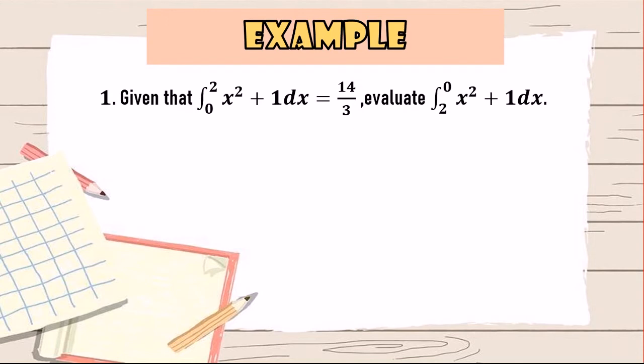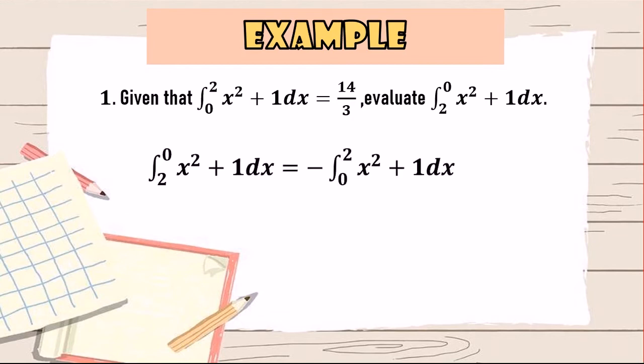Example 1. Given that the definite integral of x squared plus 1 dx from 0 to 2 equals 14 over 3, evaluate the definite integral of x squared plus 1 dx from 2 to 0. In this case, the only difference between the two is that the limits have interchanged. So using the first property, the definite integral of x squared plus 1 dx from 2 to 0 equals negative 14 over 3.